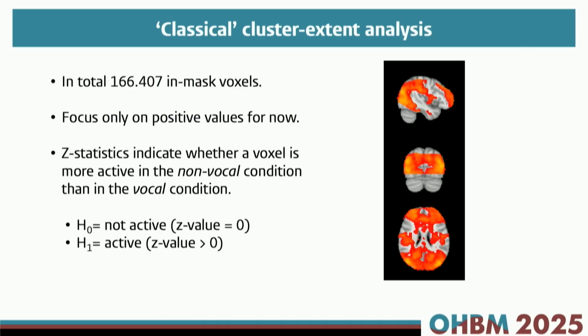So what we want to do is test the null hypothesis for each voxel. The null hypothesis is that there's no activation, and the alternative hypothesis is that there is activation. And now we have to decide, based on these raw Z statistics, which of these values are actually significant, which are noise, which are true positives, and which are false positives.